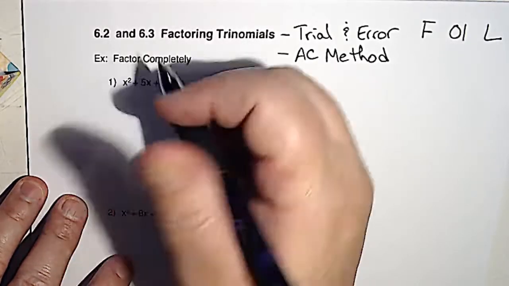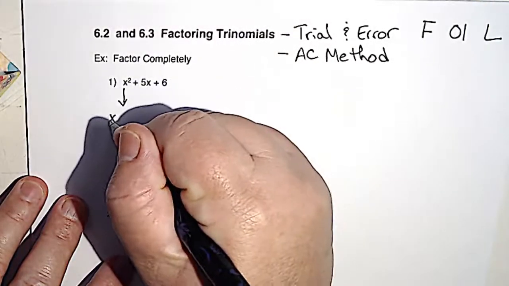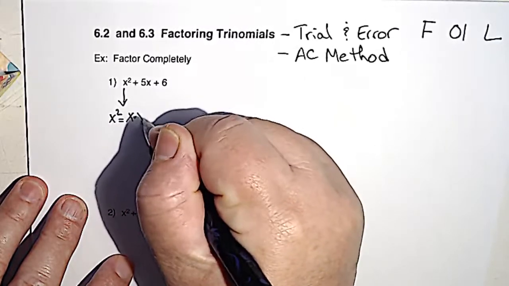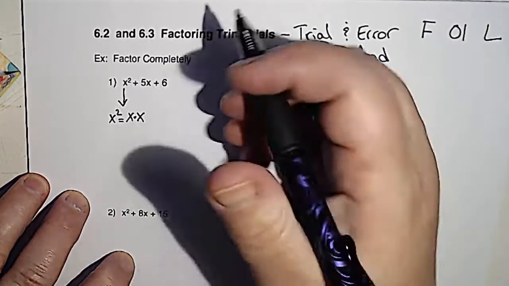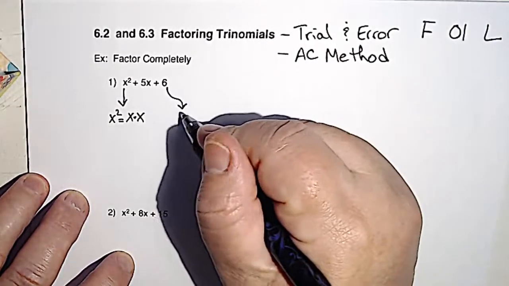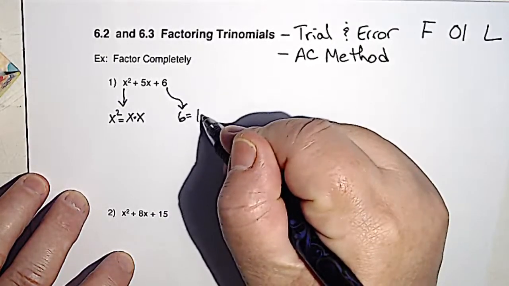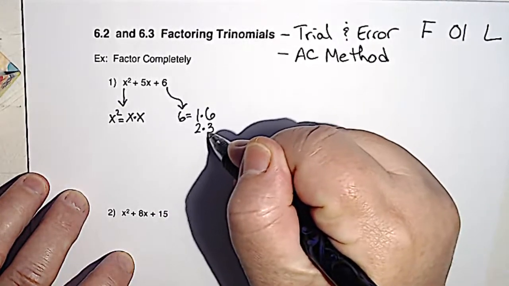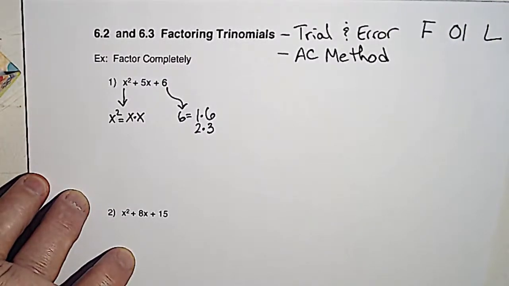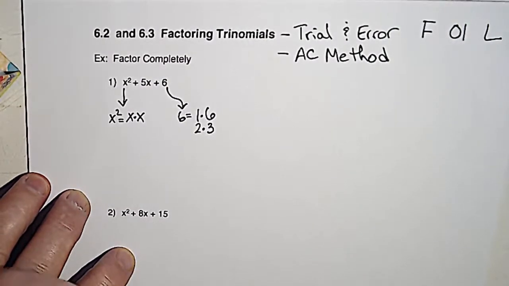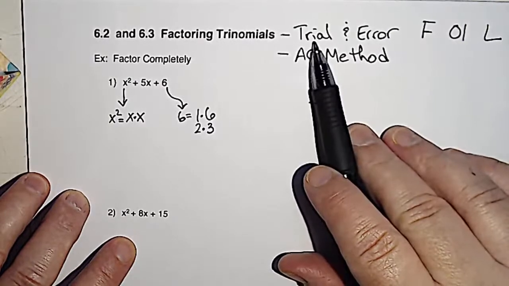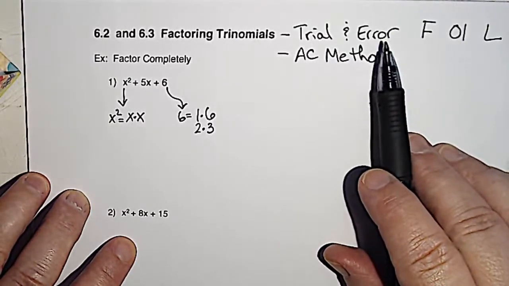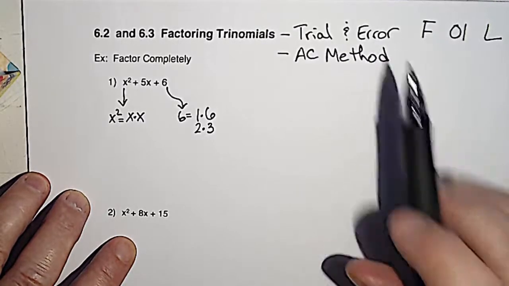This is the method. I'm going to look at x squared and I'm going to think x squared equals x times x. I know, earth-shattering news. I'm also going to look at 6 and say, okay, 6 equals 1 times 6 or 2 times 3. I'll come up with all the ways to make 6 by multiplying. So I've got one way to make x squared and 2 ways to make 6. I am now going to try these. That's the trial part, and probably make some errors. In other words, I'll pick some to try. They may not work. That would be the error.